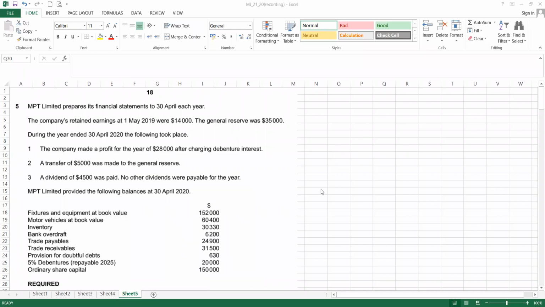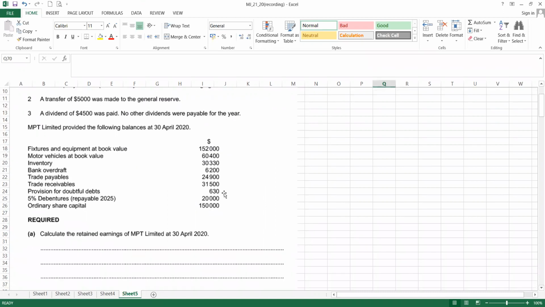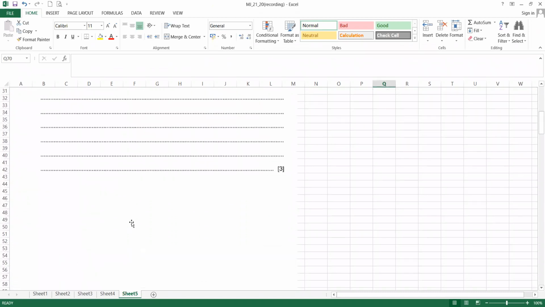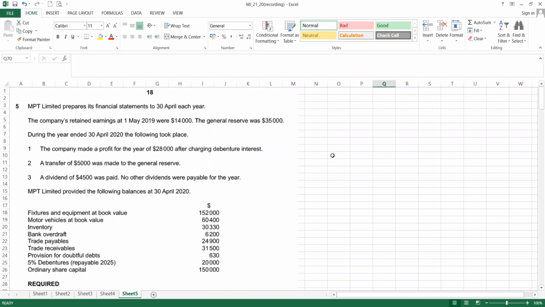Question number 5 for paper 21, May-June 2020. MPT Limited prepares its financial statements to 30th April each year. The company's retained earnings at 1st May 2019 were 14,000. The general reserve was 35,000. During the year ended 30th April 2020, the following took place.